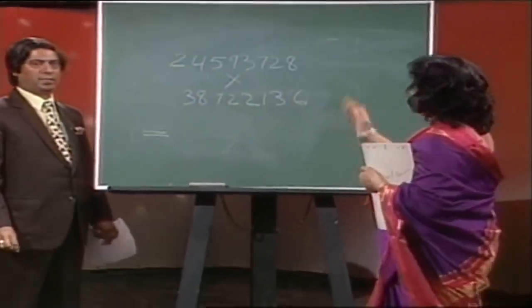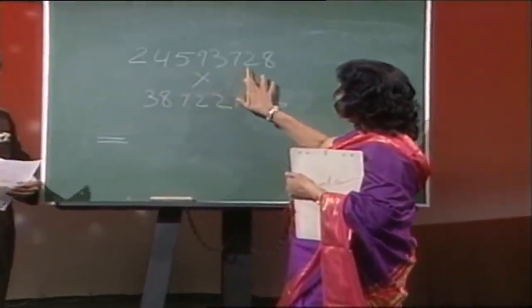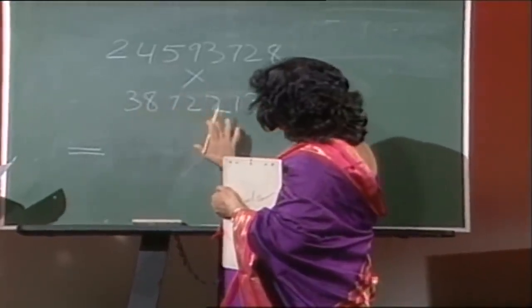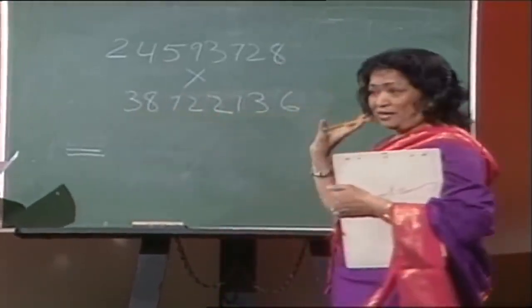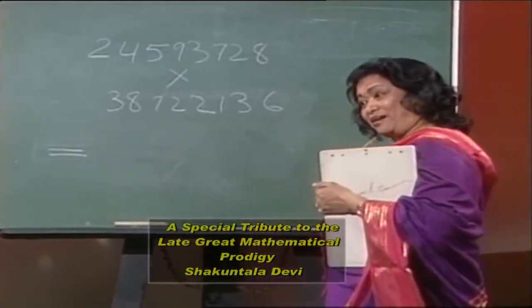Okay, now the question is 2, 4, 5, 9, 3, 7, 2, 8 multiplied by 3, 8, 7, 2, 2, 1, 3, 6. Now tell me, Ayaz, you want me to give you the answer from this side to this side or this side to this side?